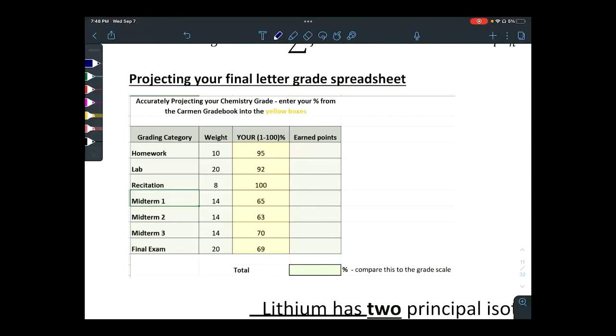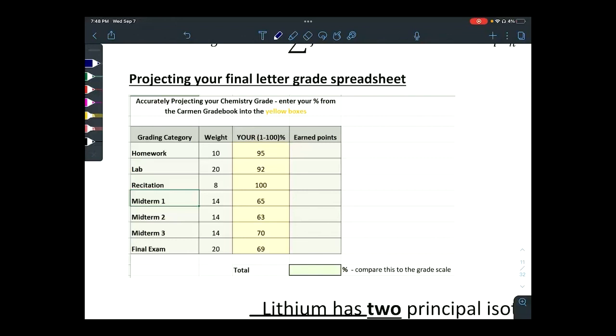So what you see here is that this student, they earned real good marks on homework, lab, and recitation. They're in the 90% range, right? But their midterm grades are about average in the 60, 70% range. So the reason I'm showing this is because this happens every year. Students, they'll get these grades and they'll be like, Dr. Nguyen, I earned 100% in recitation. Why is my grade so low? You sitting there laughing because, okay, yes, you earned 100% in recitation, but how much is that weighted? Only 8% of your grade.